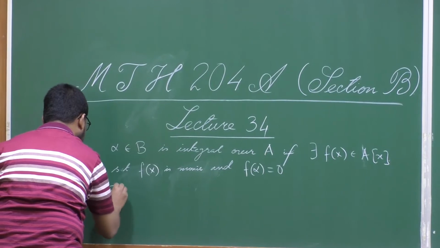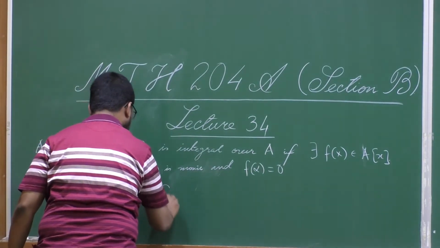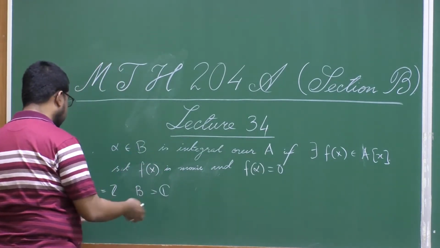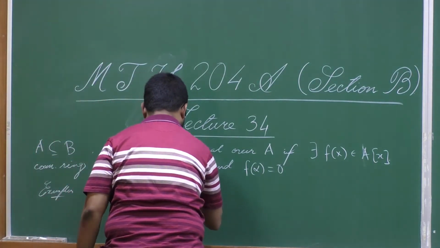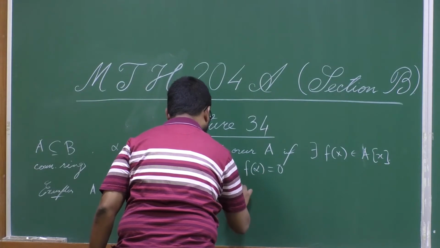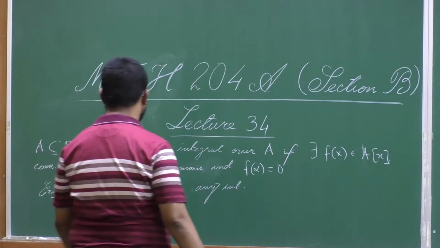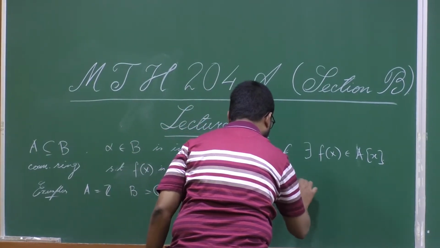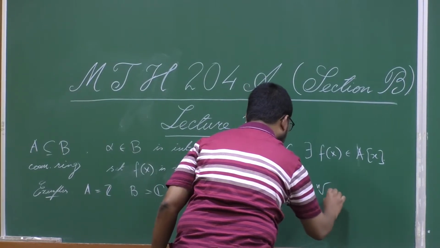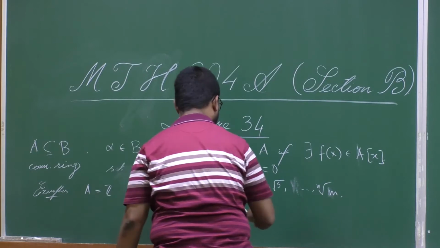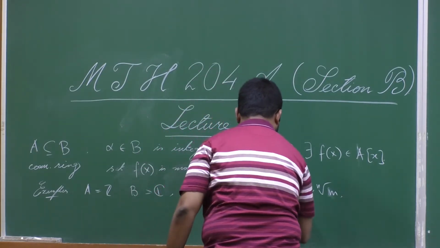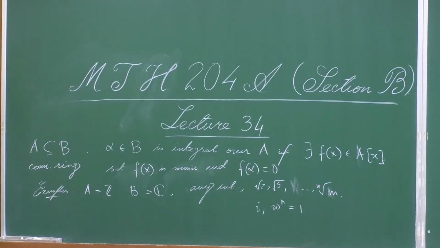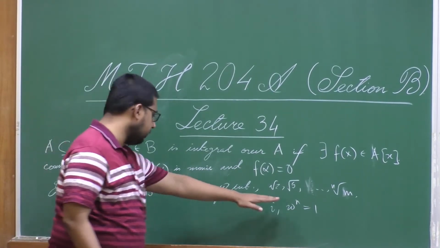So let us take A equal to Z and B equal to C or any subring of C, because any subring of C automatically contains Z. First of all, any integer is trivially integral over Z. Then we have the elements root 2, root 3, or in general any nth root of m, and then also we have i or any nth root of unity. So all these are examples of numbers which are integral over Z.